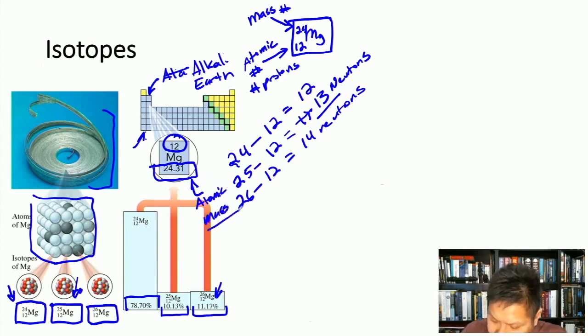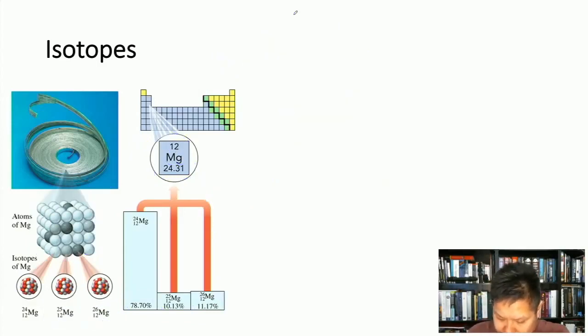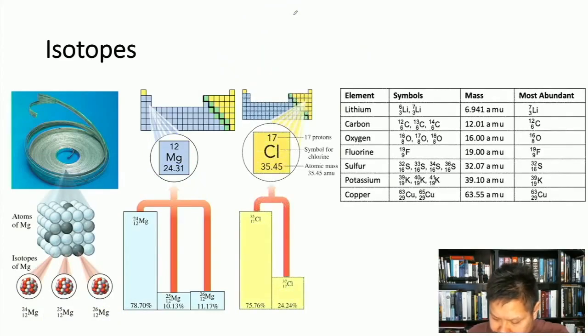Not to be confused with the mass number. The mass number is what you use to figure out how many neutrons you have. The atomic mass is the average of all the masses of the isotopes of a particular element, and in this case, it's magnesium. Right. So let's look at some other isotopes. Let me clear this screen real quick, and we'll look at some other isotopes.